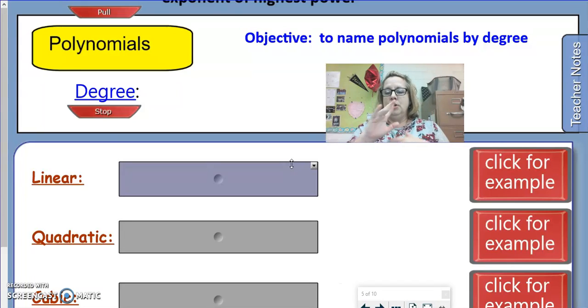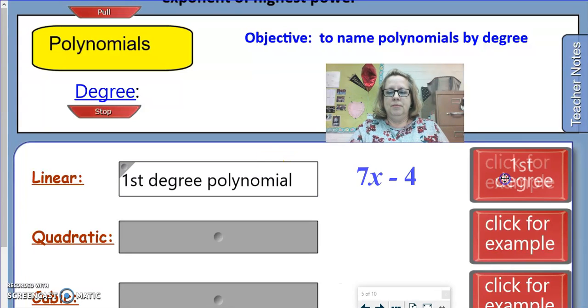The first one that we're going to talk about is linear. We have talked about linear equations all this year, up until about 3 weeks ago when we started talking about exponential equations. But most of the year we've been talking about linear equations. And here's an example. 7x minus 4. That is a first degree polynomial.